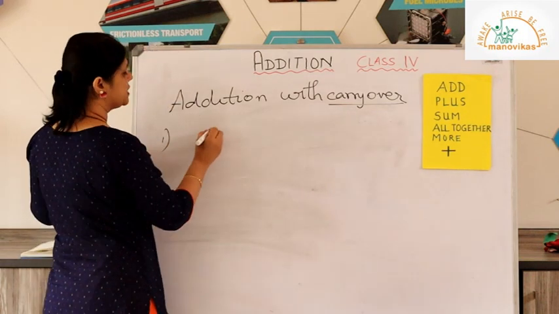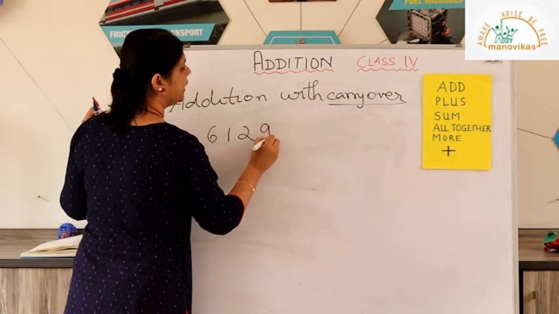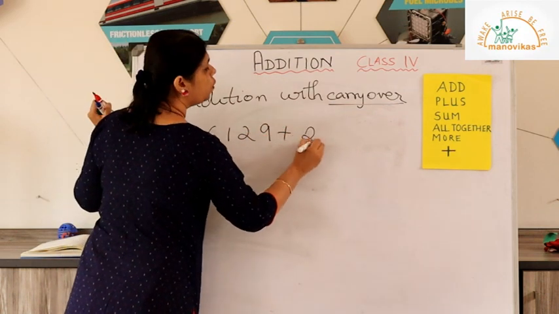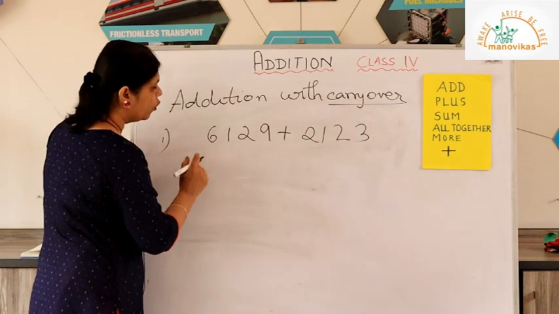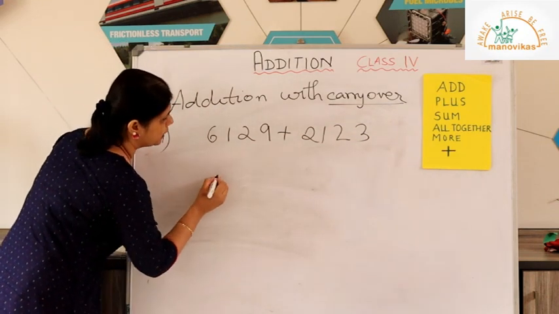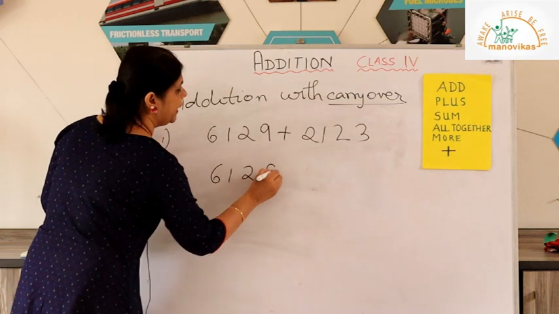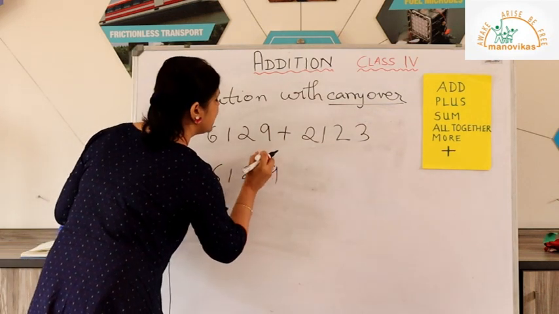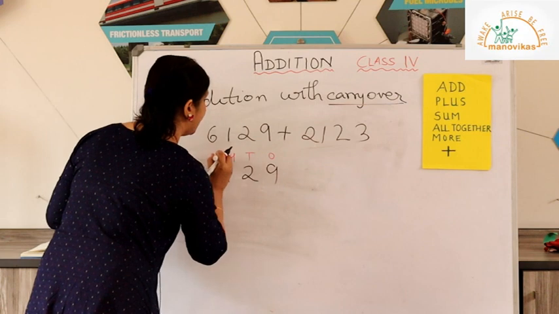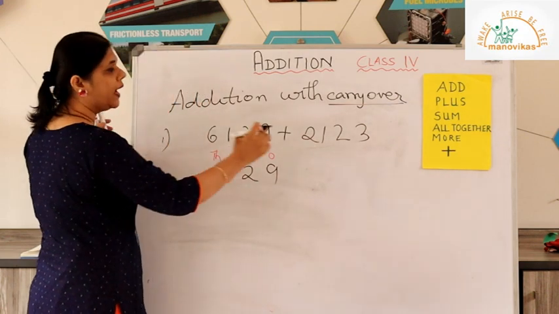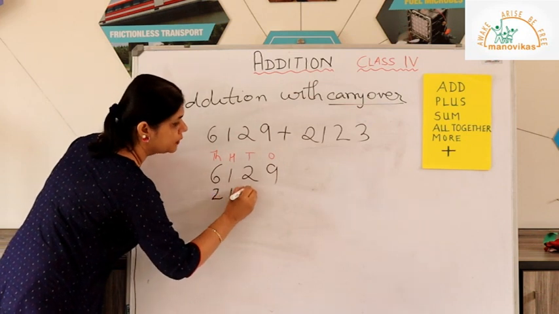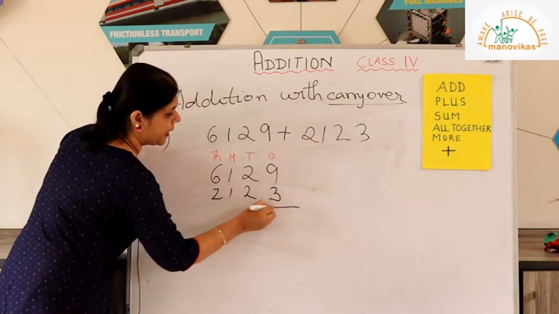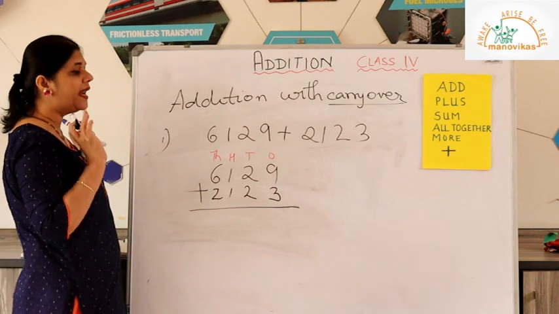So let me take the first sum, 6129 plus 2123, right? Now, as before, write the numbers one below the other. 6129, here this is in the ones place, tens place, hundreds and thousand, right? Now, write the next number below this number, 2123. Now, put a plus sign and add.